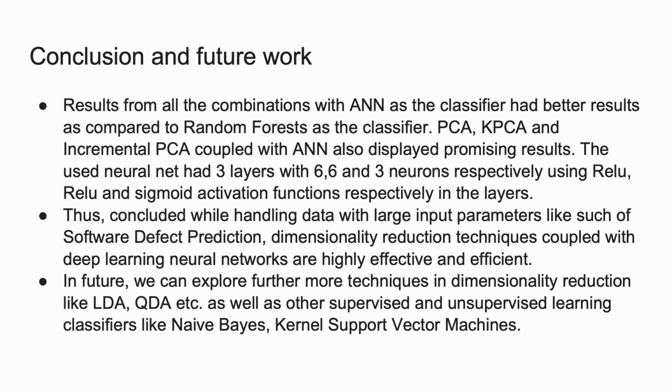The conclusion and the future work: the results from all the combinations with ANN as the classifier had better results as compared to random forest, and PCA, KPCA, and incremental PCA coupled with ANN also displayed promising results. They used a neural network with 3 layers with 6, 6, and 3 neurons respectively, using ReLU and sigmoid activation functions in the layers. Thus we concluded that while handling data with large input parameters, such as in software defect prediction, dimensionality reduction techniques coupled with deep learning neural networks are highly effective and efficient.